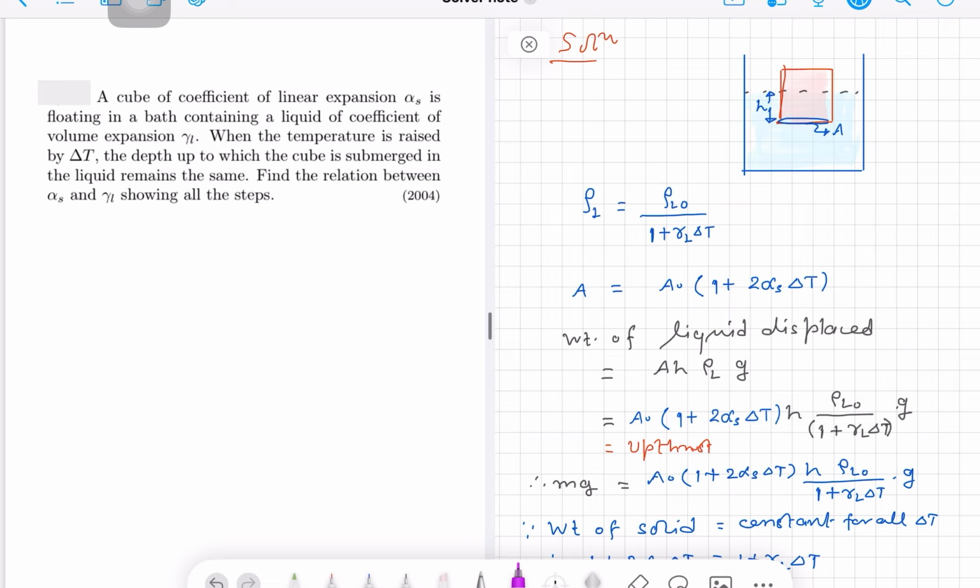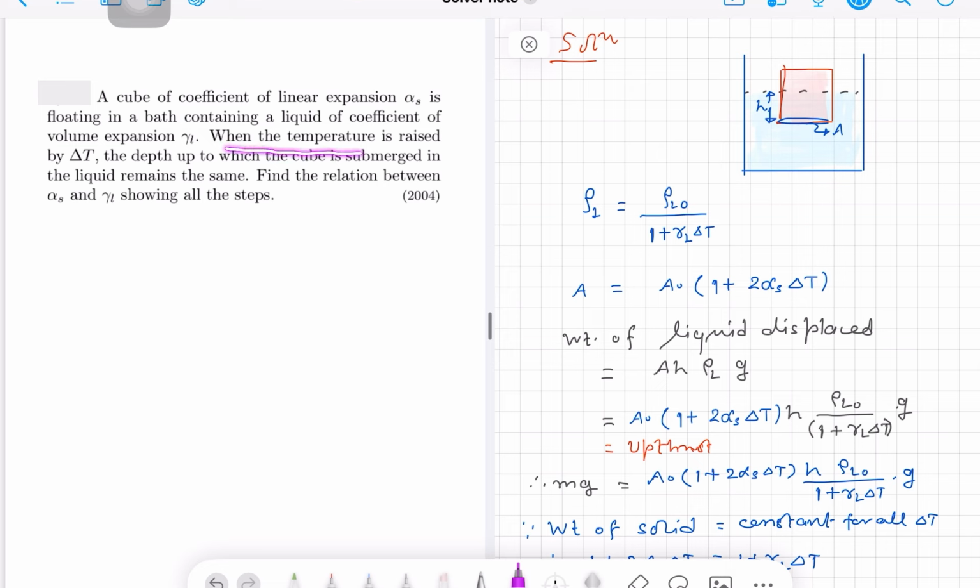That means we have a liquid. In this liquid, a cube is floating, cube is solid. We are given information about linear expansion coefficient of this solid, alpha s. We are given information about volume expansion coefficient of this liquid, gamma L.